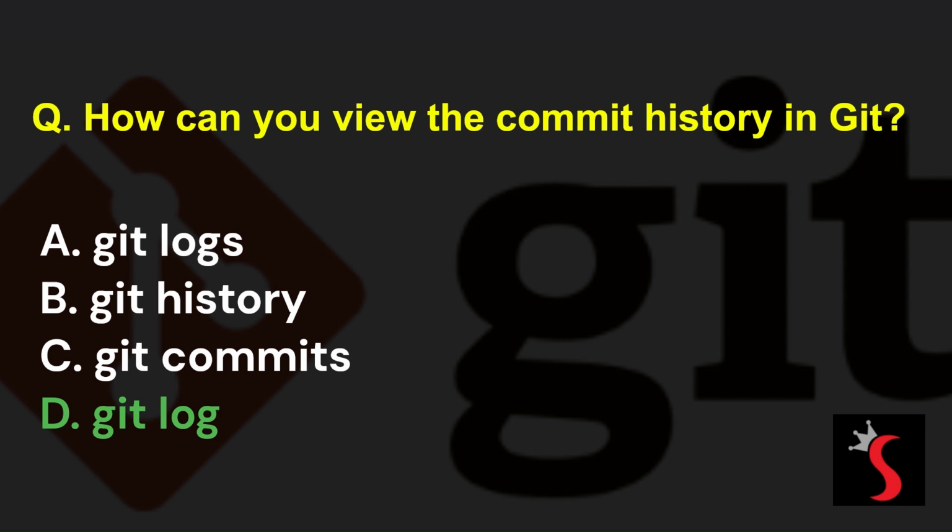And the correct answer is option D, git log. The git log command displays all of the commits in a repository's history. By default, the command displays each commit's secure hash algorithm (SHA), author, date, and commit message.